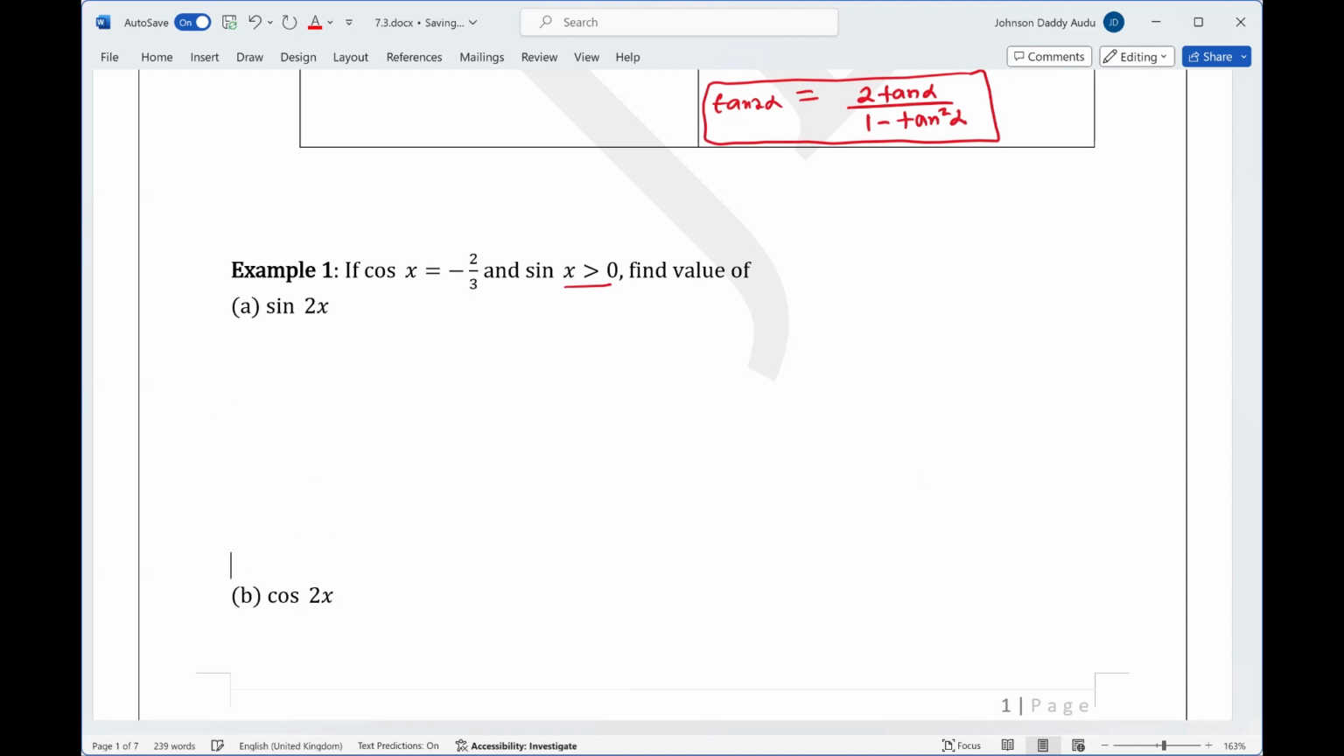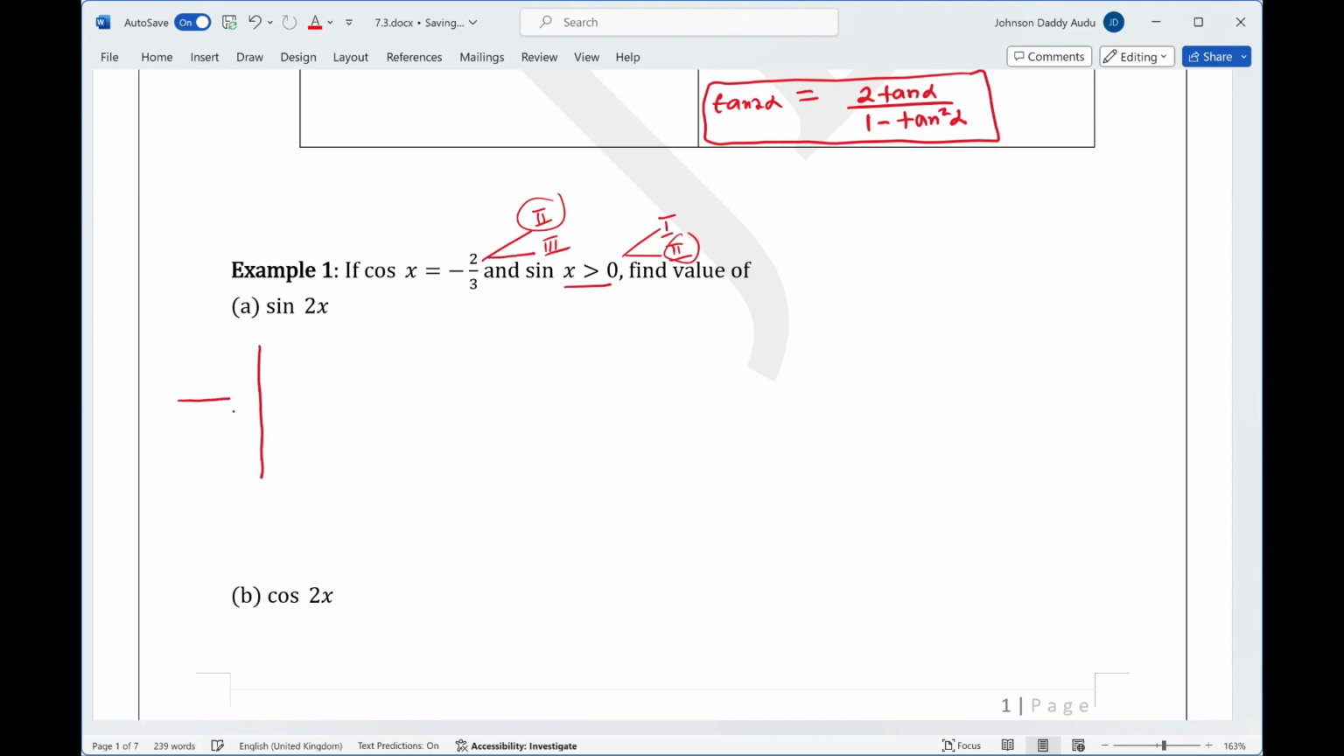We can know the quadrant because here we know that cosine is negative. So cosine can be negative only in the second or in the third quadrant, right? And here you can see that sine can be positive only in which quadrant? In the first or in the second quadrant. So definitely it means we have to take the second quadrant because that is what is common, right? So this can only happen in the second quadrant.